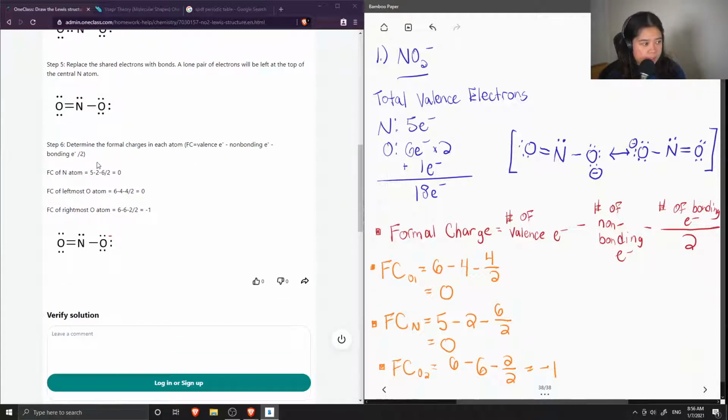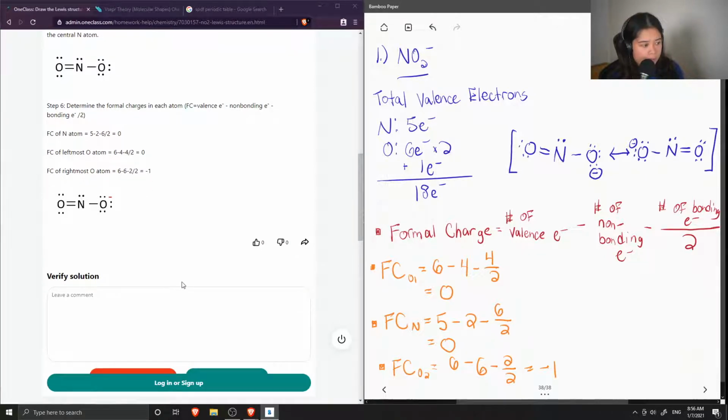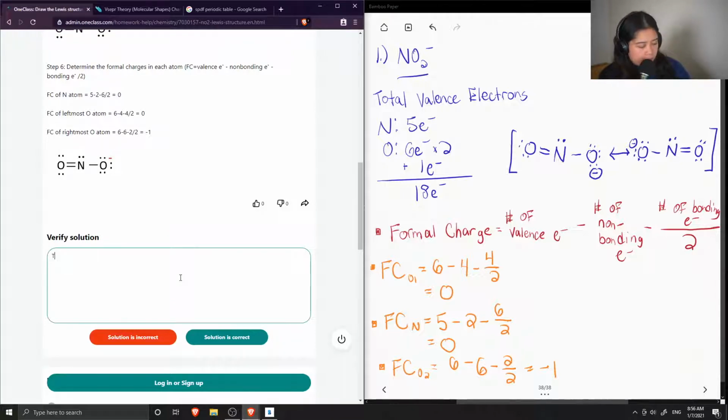And step 6 is to determine the formal charges in each atom. And they got 0, 0, and -1. Okay, so this solution is correct.